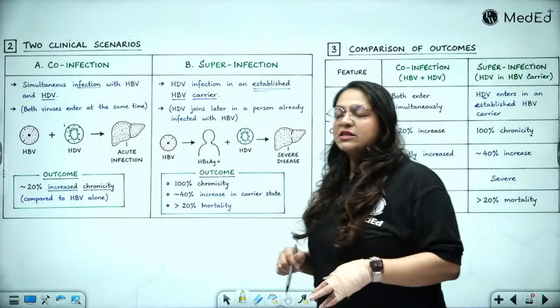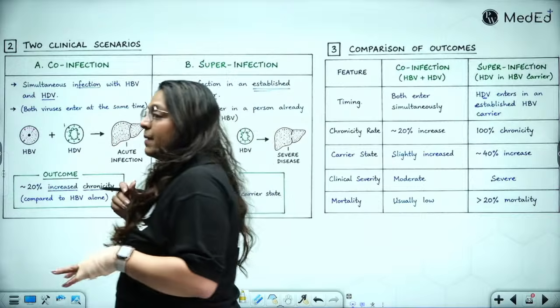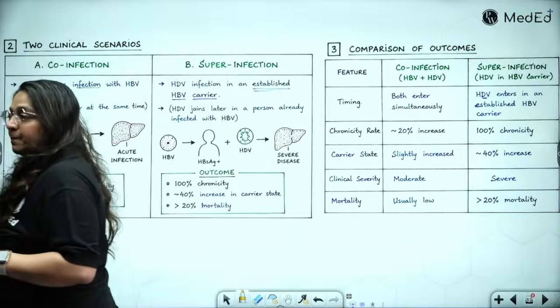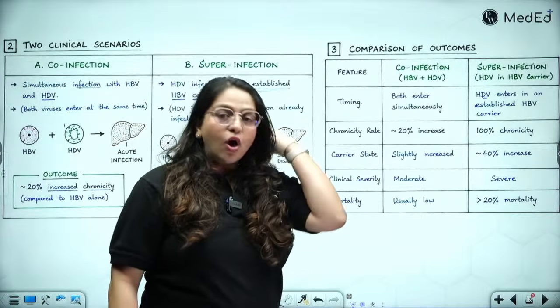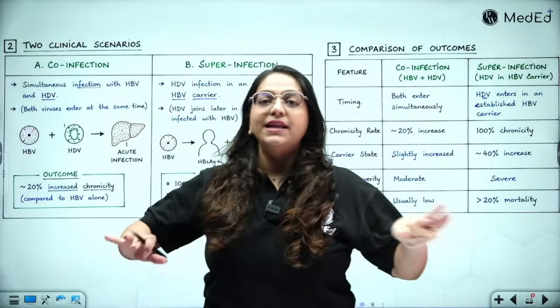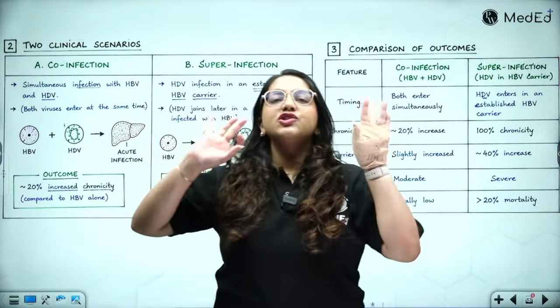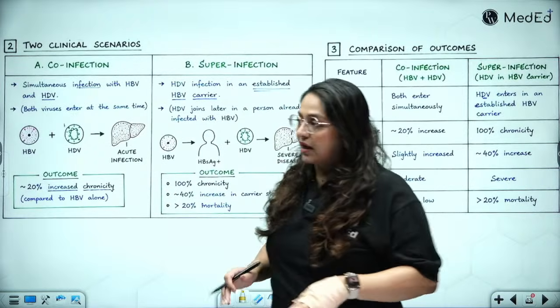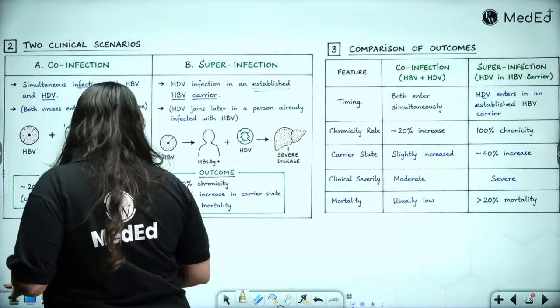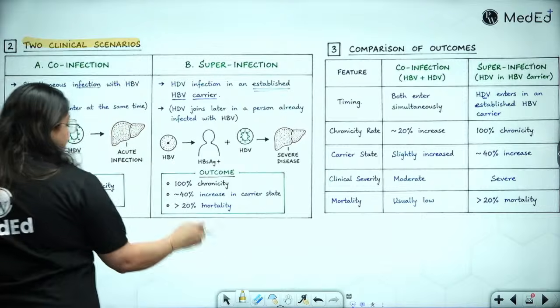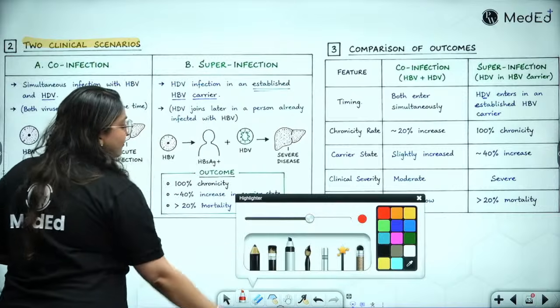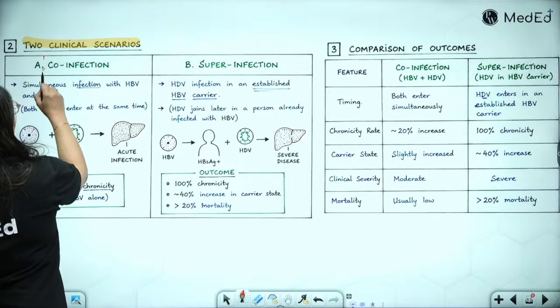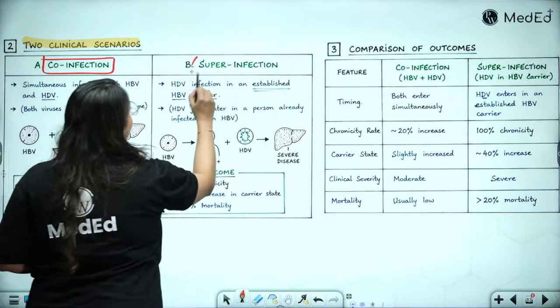So there are two possible scenarios in which hepatitis D will happen. Always, without hep B, hepatitis D infection cannot happen. It will be certain, as a rule. All right, so there are two possible clinical scenarios which can happen in the hepatitis D infection. What are those? Either a co-infection or a super infection.